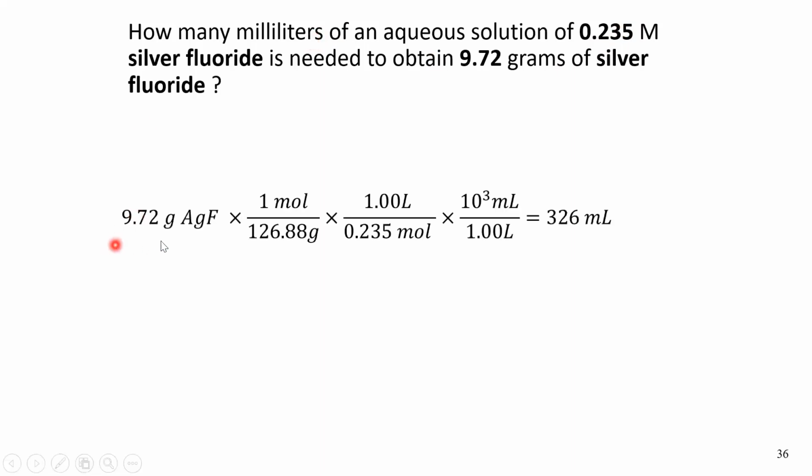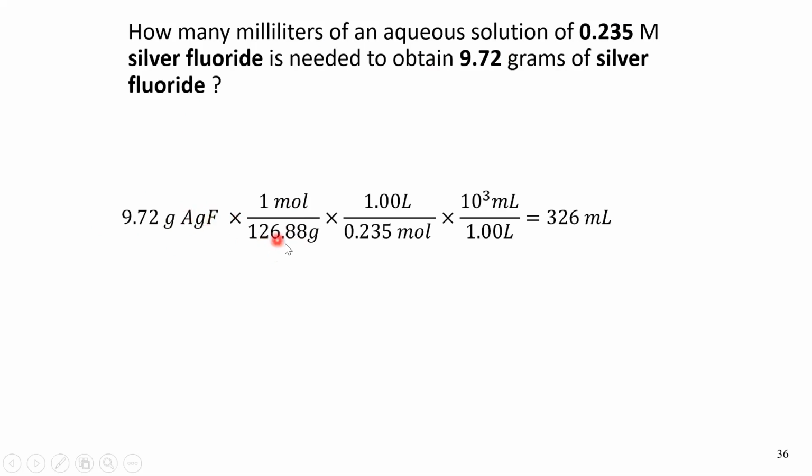So we're given 9.72 grams of silver fluoride. Now, silver's a +1, fluoride's a -1. You were given the name of the compound, and you need the formula to do the problem. Now we're going to convert from grams to moles. And this 126.88 grams comes from the periodic table when we look up silver fluoride: silver times 1 plus fluorine times 1 gives us 126.88.